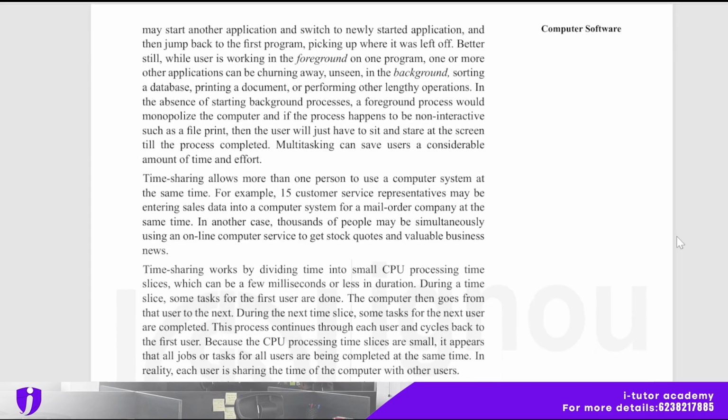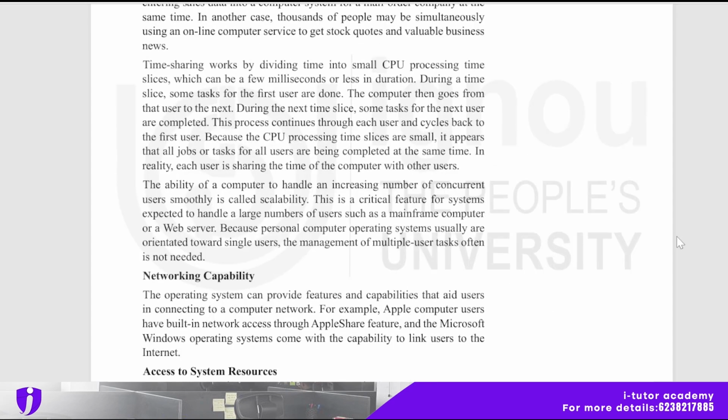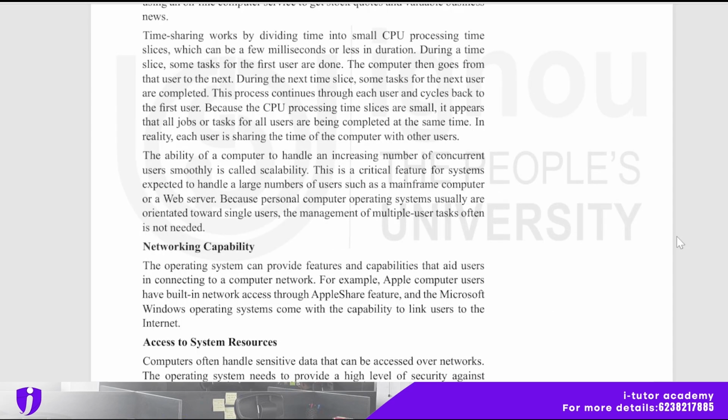at the same time. Networking capability: the operating system can provide features and capabilities that aid users in connecting to a computer network. For example, Apple computer users have built-in network access through AppleShare features, and the Microsoft Windows operating system comes with the capability to link users to the internet.